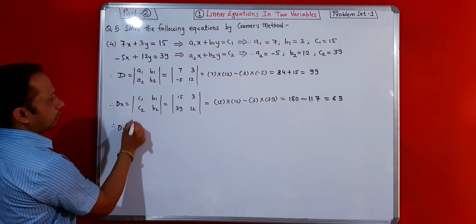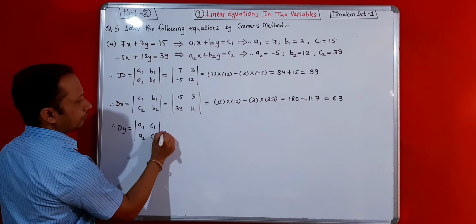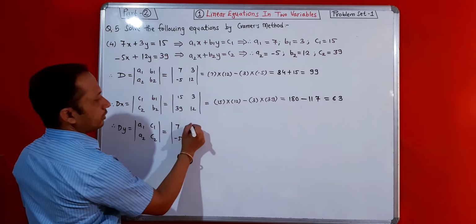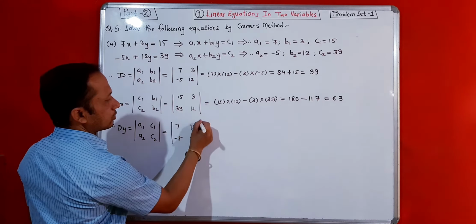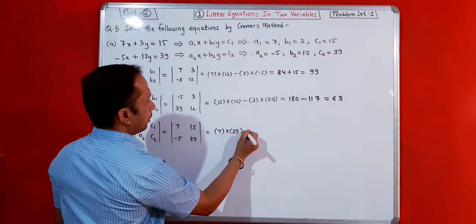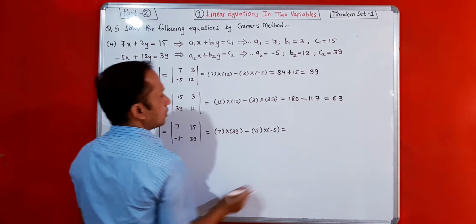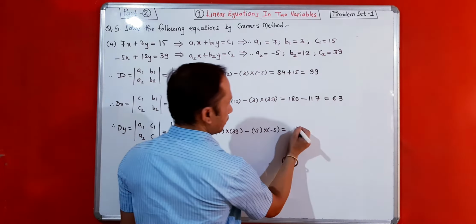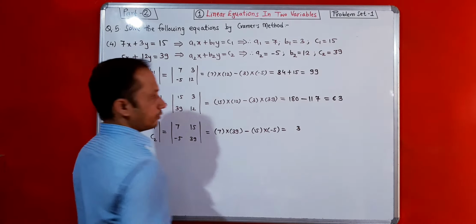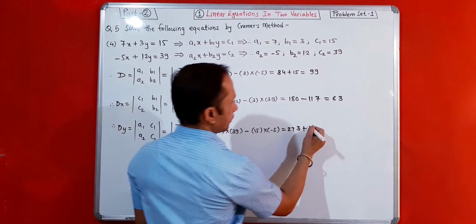Okay, dy. You know that dy is a1 a2 as it is and c1 c2 at the place of b1 b2. So a1 a2 are 7 and minus 5, and c1 c2 are 15 and 39. So do this: 7 into 39 minus 15 into minus 5. 7 9s are 63, write 3, carry 6, 7 3s are 21, and this is 27. And this minus minus becomes plus, so it is 75.